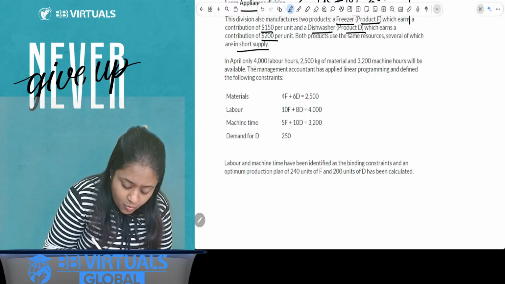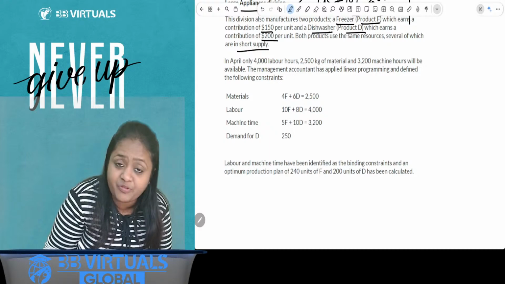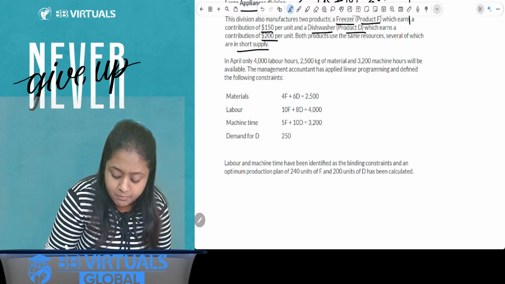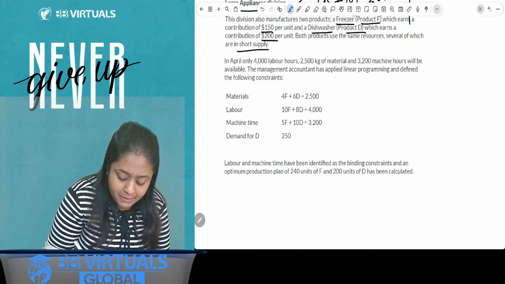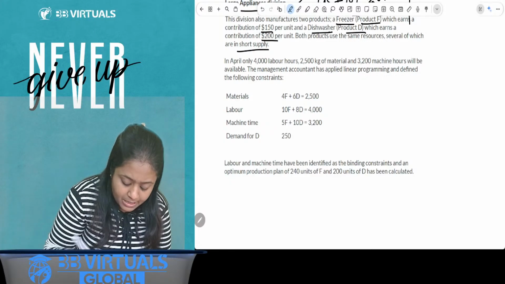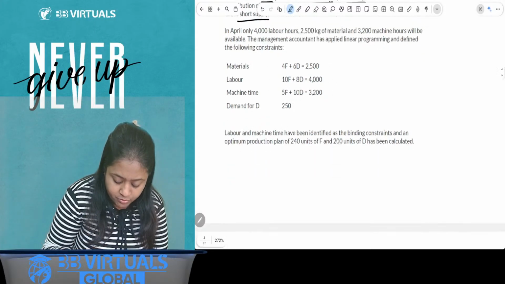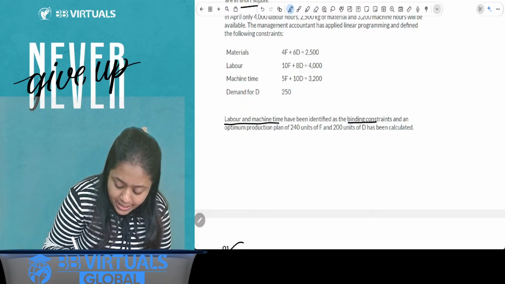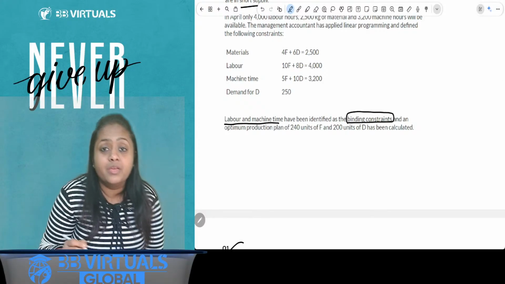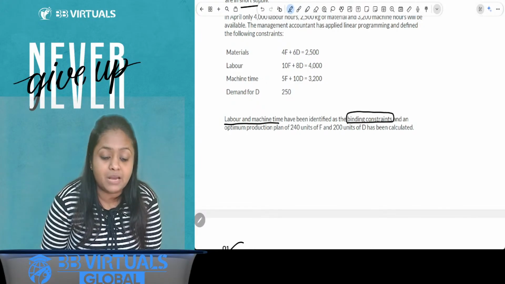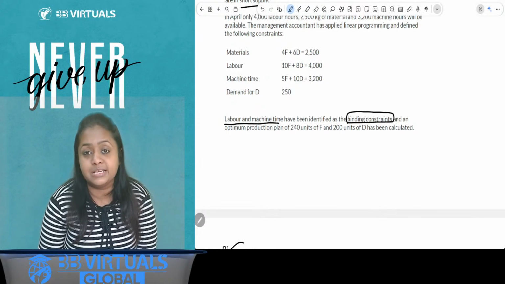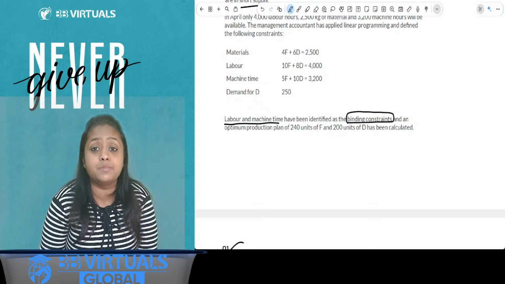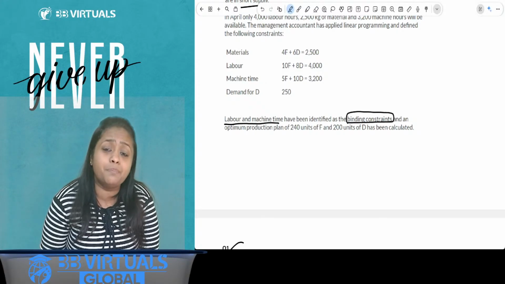Now, in April, only 4,000 labor hours and 2,500 of material and 3,200 machine hours will be available. The management accountant has applied linear programming and defined the constraint as follows. Labor and machine hours have been identified as binding constraints. Stop. So if these labor and machine are binding constraints, that means the intersection of these lines have given the maximum contribution. Material is not a binding constraint.